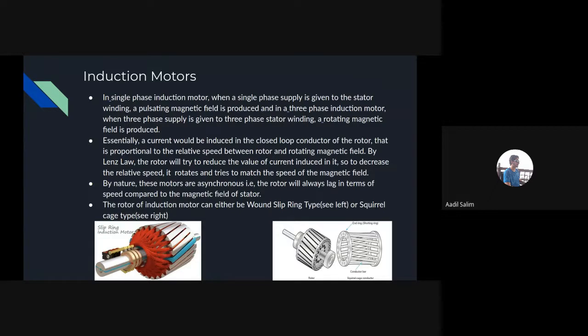And the rotor itself can be of two types: wound slip ring type or a squirrel cage type. The figures are shown here. It's to be noted that the stator in both of these cases is exactly the same, only the design of the rotor is different.